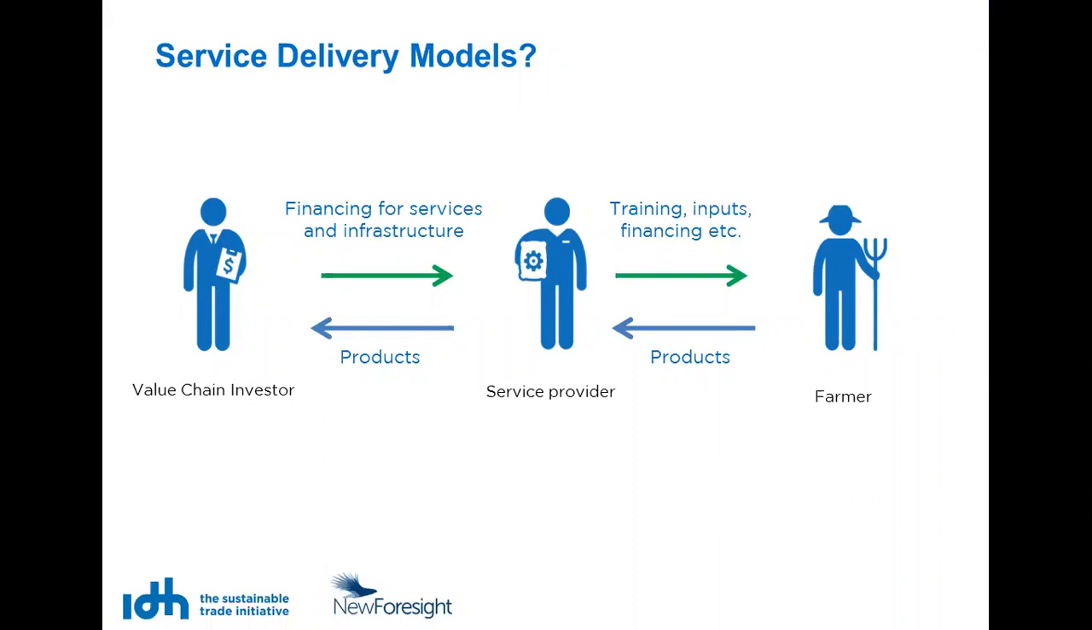And service providers can be different types of organizations. It can be traders, processors, it can be a farmer organization, an NGO, a government extension scheme. And in some of those service delivery models, there are also investors. This can be buyers that are buying the cocoa, buying the coffee. It also can be social investors or maybe more commercial investors.